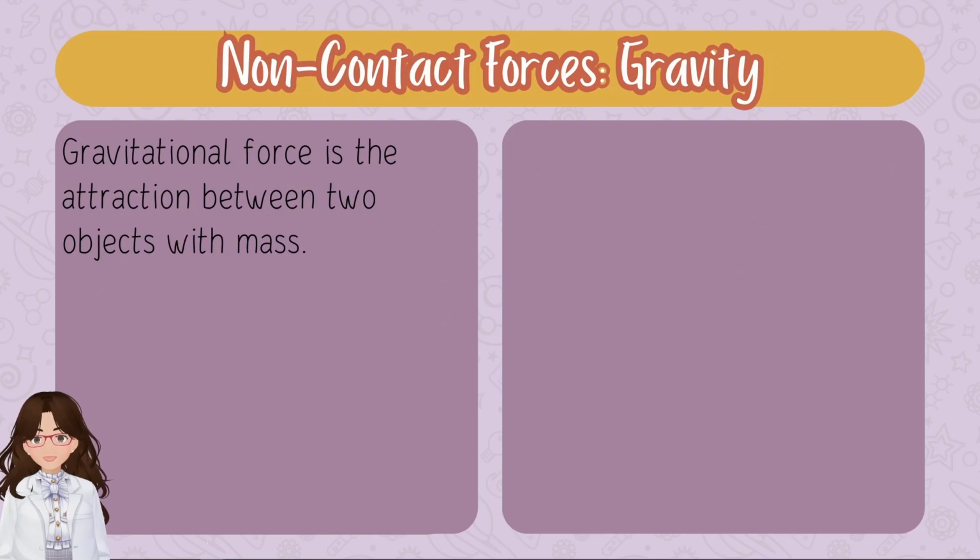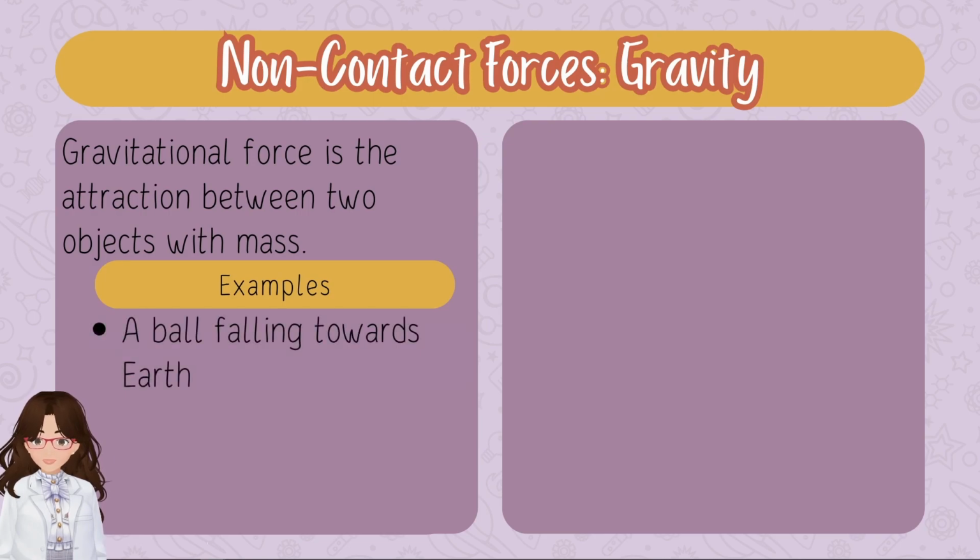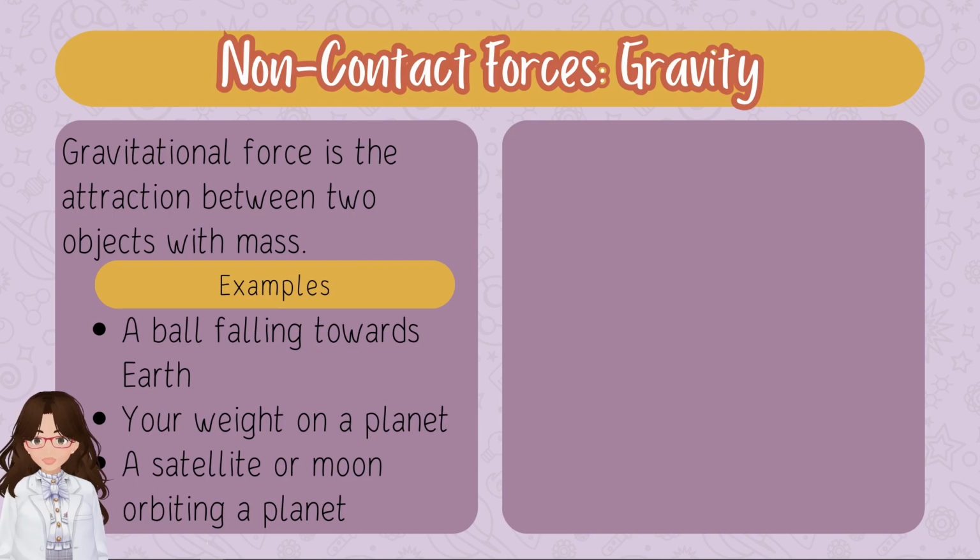Our final force that we're going to look at today is gravity, and it is our non-contact force that is taught in your introductory mechanics physics class. In this case, gravitational force is the attraction between two objects with mass. Our examples here are going to be a ball falling towards Earth, your weight on a planet, and a satellite or moon orbiting a planet. It can also be a planet orbiting a star.